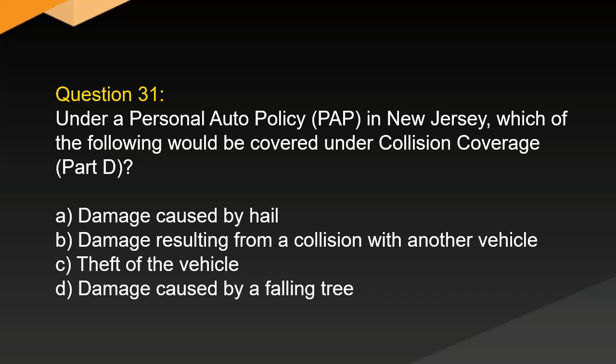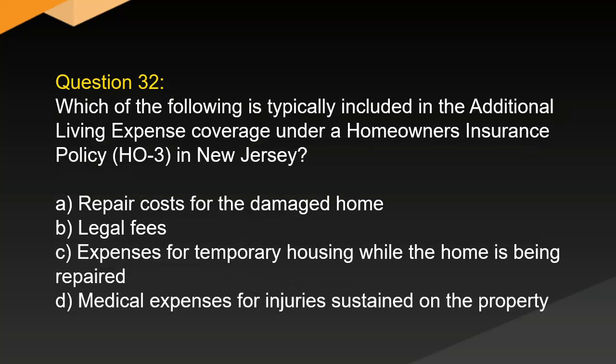Question 31. Under personal auto policy, PAP in New Jersey, which of the following would be covered under collision coverage? Part D. A. Damage caused by hail. B. Damage resulting from a collision with another vehicle. C. Theft of the vehicle. D. Damage caused by a falling tree.